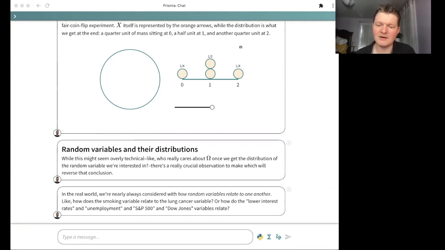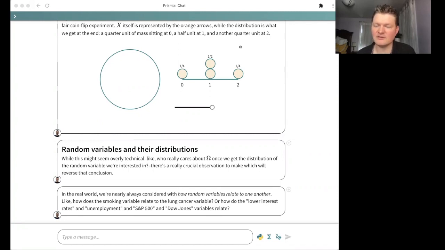For example, how does the smoking variable, like does a person smoke or not, or maybe how much do they smoke, relate to the lung cancer variable? Did they get lung cancer or not? Or variables like interest rates, unemployment, the S&P 500, and the Dow Jones. These are economic and financial variables that you can measure on a given day or quarter or whatever. And you can ask, how do they relate? If one goes up, does the other go down? That sort of thing.